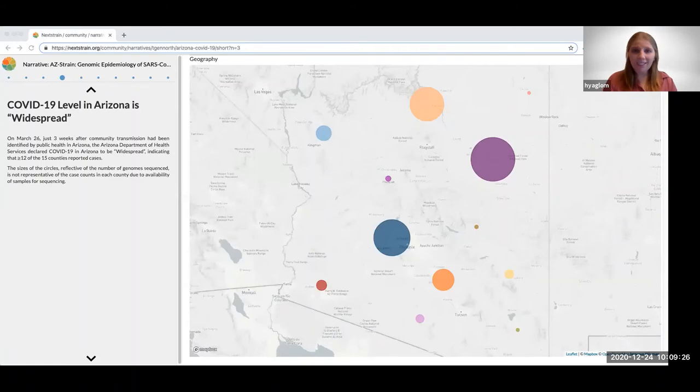On March 26th, just 3 weeks after community transmission had been identified by public health investigators, the Arizona Department of Health Services declared COVID-19 to be widespread, with 12 of the 15 counties in the state reporting cases. This map shows that by that date, we had sequenced genomes from COVID-19 cases from all 12 counties, allowing us to use genomic information to help tell the story and retrospectively assess the impact of early public health efforts.